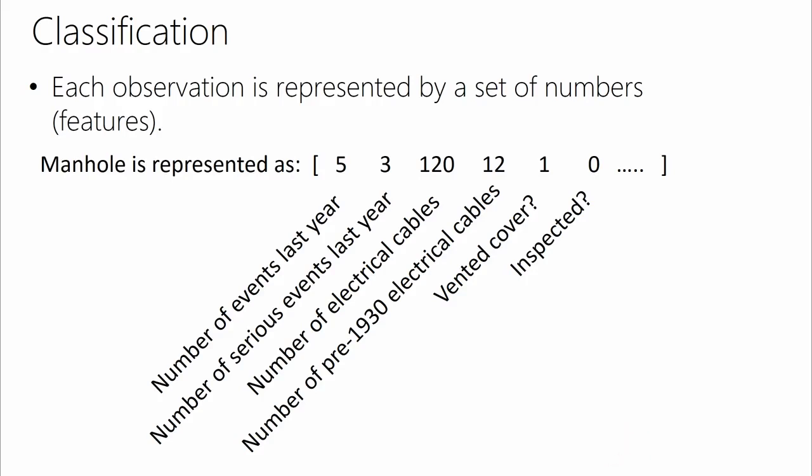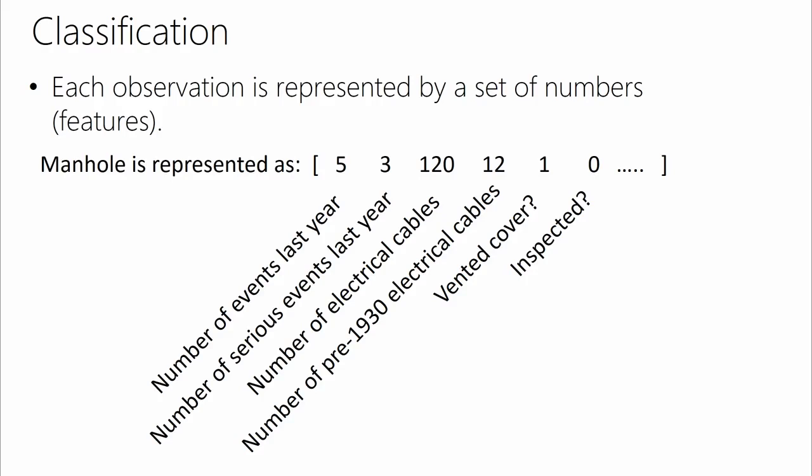Now, you'd think that manholes with more cables, more recent serious events, and so on, would be more prone to explosions and fires in the future. But what combination of them would give you the best predictor? How do you combine them together? You could add them all up, but that might not be the best thing.